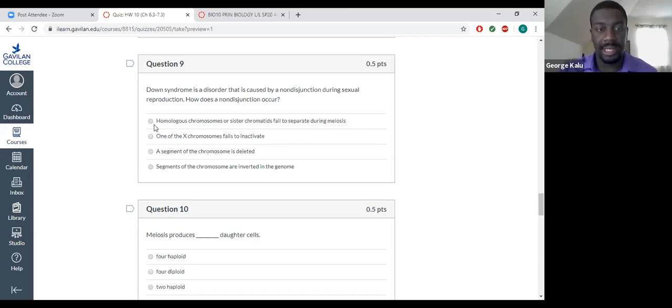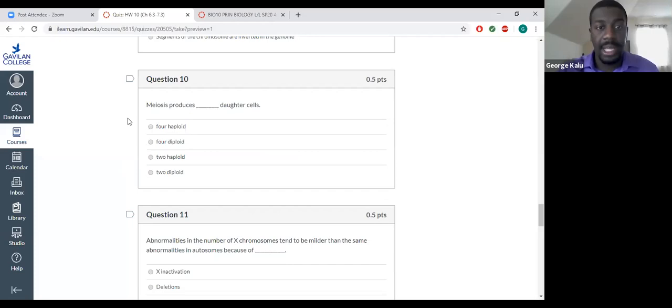Yeah, so Excel's got this one right. So this is going to be where our homologous chromosomes, perfect. Yeah, everyone's getting this one. So homologous chromosomes or sister chromatids do not separate properly. If they don't separate properly, you end up having more chromosomes in some of the daughter cells than in others. And so you end up with an unequal number of chromosomes. In some cases you might have more chromosomes than you should. In other cases, you might have fewer chromosomes than you should. In either case, you end up with an aneuploidy. Perfect.